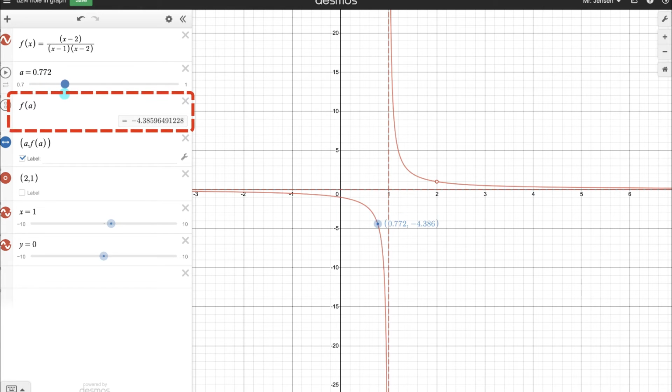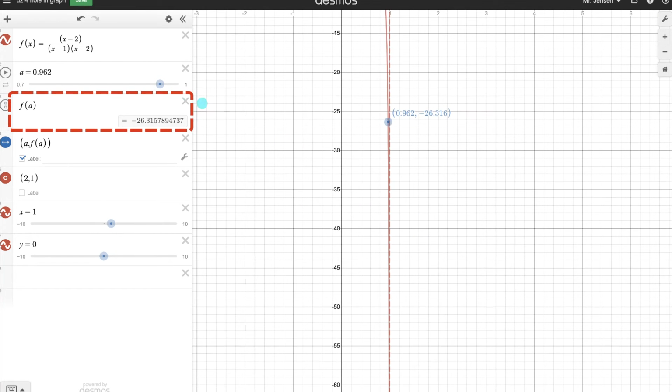The y values are going down, down, down, down. They're going to go infinitely low. They're going to go all the way down to, we say, negative infinity.